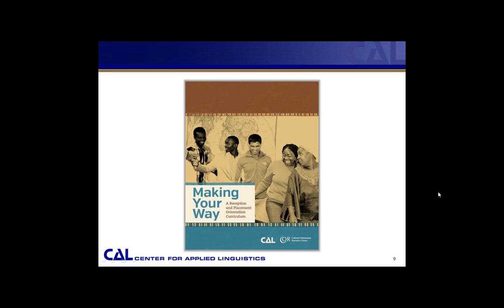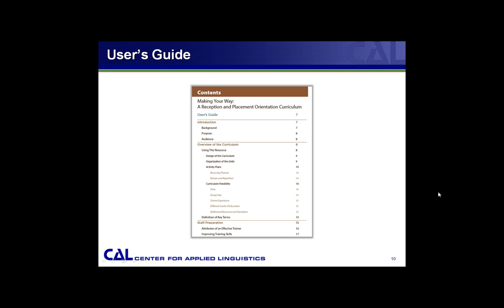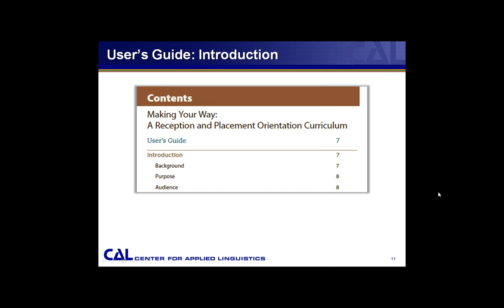To get started with the discussion of the curriculum, I'll start with the user's guide. As you can see, there's a lot of detail for trainers in the user's guide. This here is the first page of the table of contents. So the user guide includes an introduction, which provides the background and development of the curriculum, a little bit of what Sonia discussed, as well as the purpose of the curriculum and the intended audience, resettlement agency staff delivering R&P orientation. That's you.